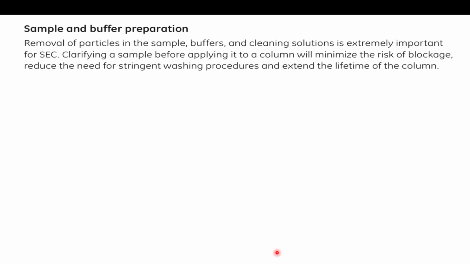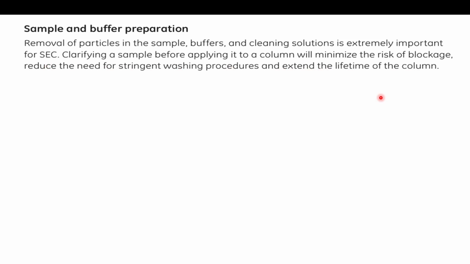Now, how do you prepare the sample and buffers? Removal of particles in the sample or buffers and cleaning solutions is extremely important for SEC. We looked at a few of the things to consider before loading your sample onto the column. You have to clarify the sample before applying it to a column. This will minimize the risk of blockage. There might be particles or some other unknown contaminant that might interact with the resin. So it will reduce the need for stringent washing procedures and extend the lifetime of the column.